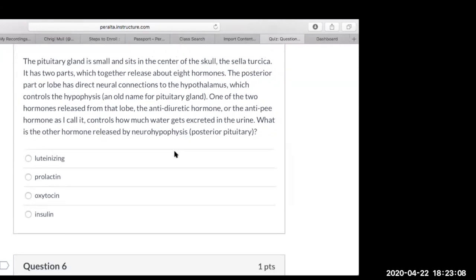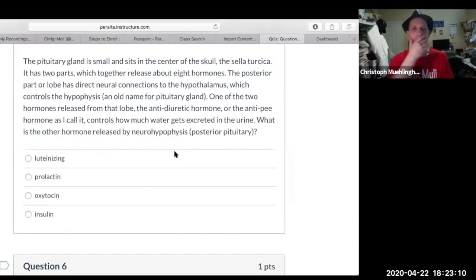Otherwise, the pituitary gland is small and sits in the skull. It is talked about as two parts together, making at least about eight hormones. The posterior part has a direct neural connection with the hypothalamus, so actually those hormones are made by the hypothalamus and then released.